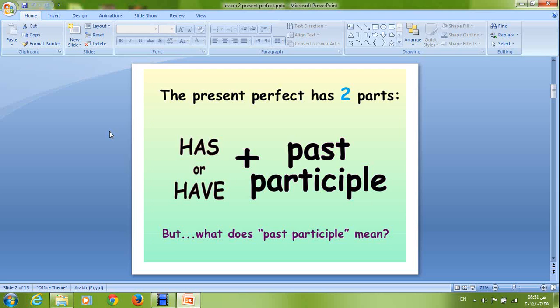Present perfect. The present perfect has two parts. How do we form the present perfect? Has or have plus past participle. But what does past participle mean? What do we mean by past participle?